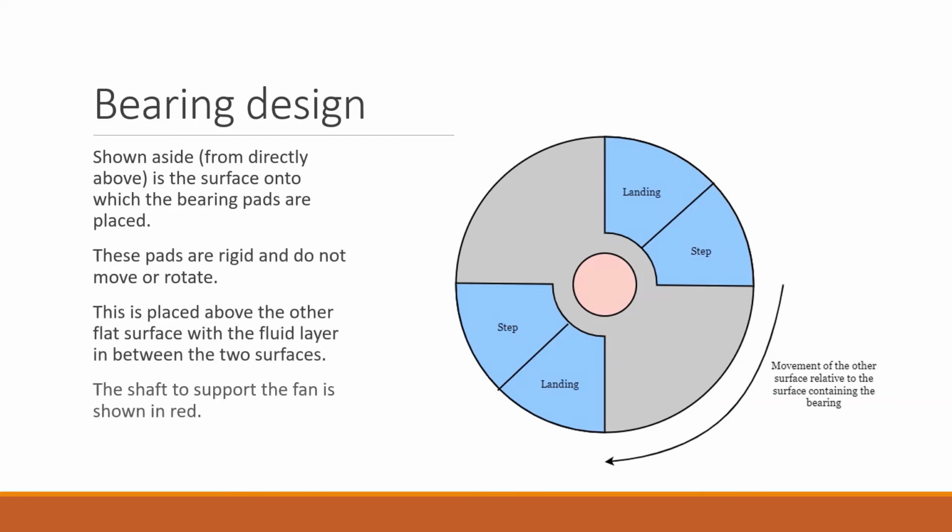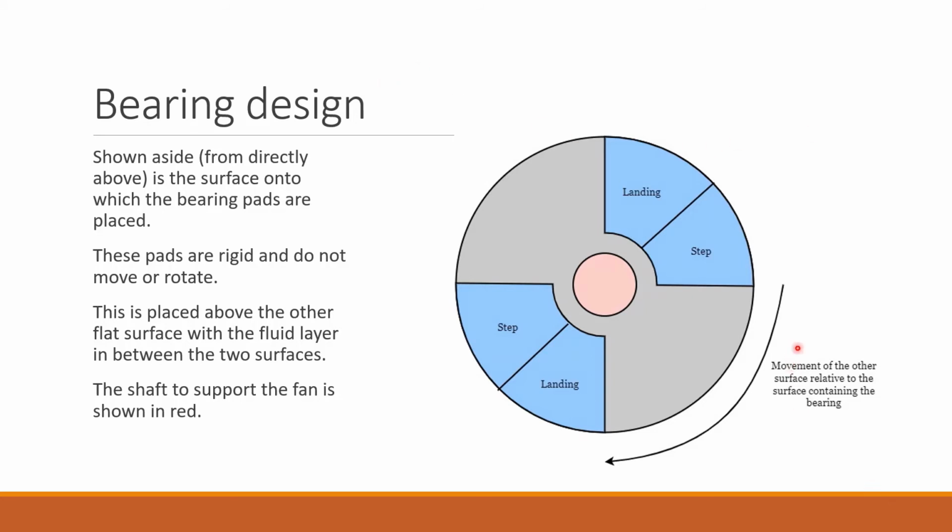So the bearing design will be a bit like the following. Shown aside from directly above is the surface on which the bearing pads are placed. These pads are rigid and do not move or rotate. This is placed above the other flat surface with the fluid in between the two surfaces, and the shaft to support the fan is shown in red on the diagram.